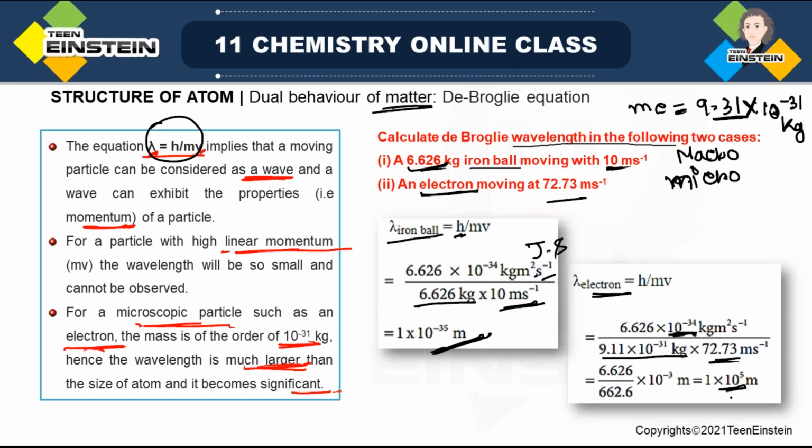So now the lambda value is so high, 10 to the power 5. So here obviously the wave character is important. Wave character is significant in the second case, but in the first case, wave character is not so significant. So from these two different examples, you can understand that for a microscopic particle, the wavelength is very high, and that is why it becomes so significant.